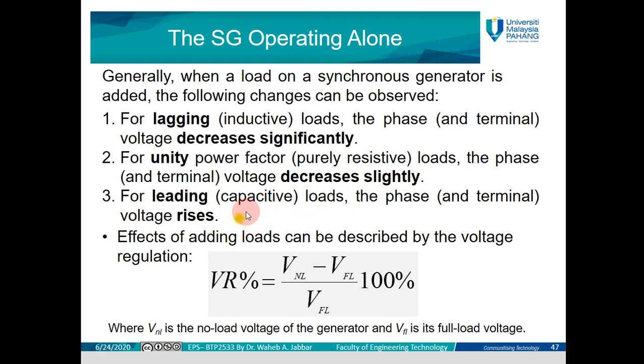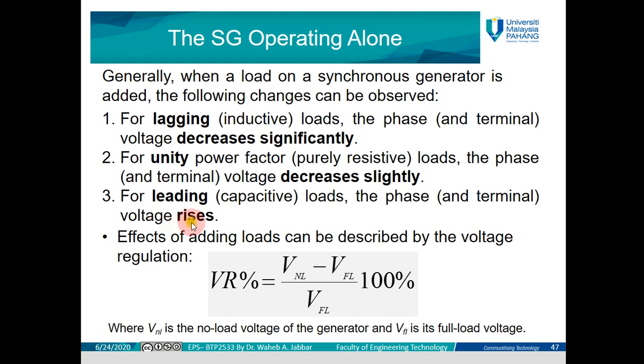If we have a leading power factor, that means we have a capacitive load. With a capacitive load, the capacitor is going to provide more voltage to the grid, the network, the system. The capacitor usually provides voltage, so it will cause the voltage to rise. Instead of decreasing as in the first case, the voltage will increase when the capacitive load is there.